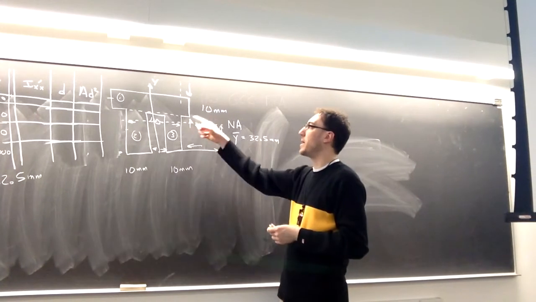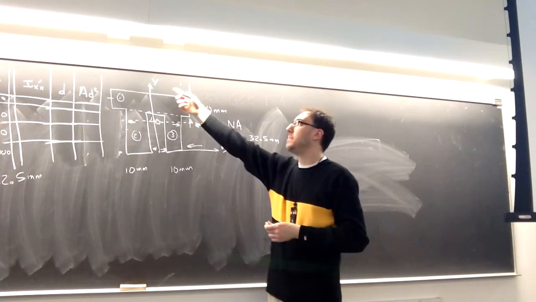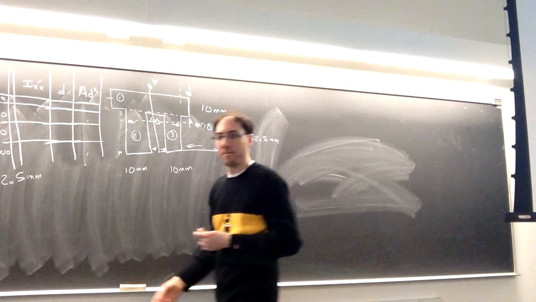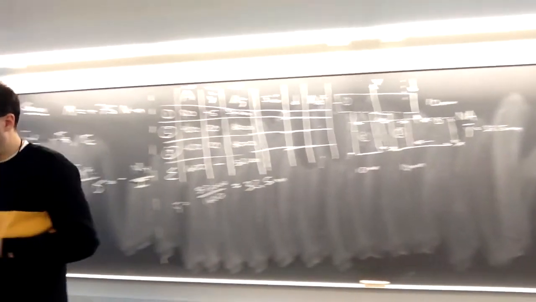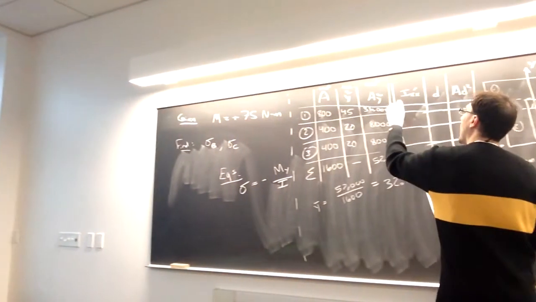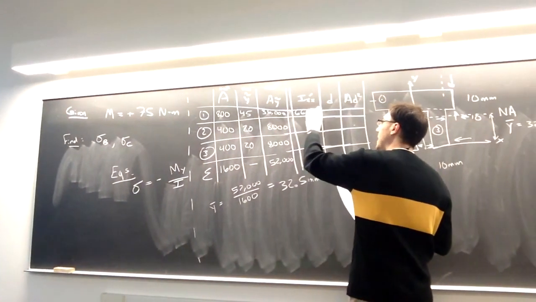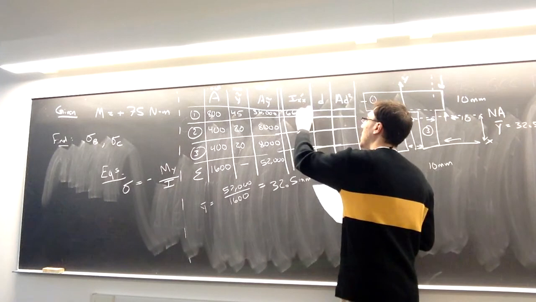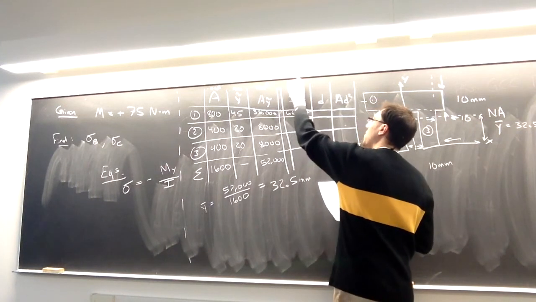So for shape number 1, it'll be 10 cubed times 80 over 12. For shape number 1, that'll be about 6,667. This is in millimeters to the fourth.